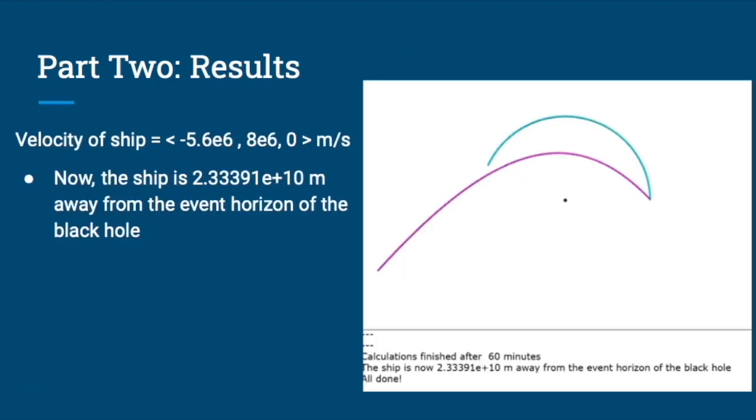So here are my results for part 2 of the lab, where the velocity of the ship, as I said before, was 5.6 times 10 to the 6 meters per second in the x component, and 8 times 10 to the 6 meters per second in the y component. And as you can see from the calculations, the ship did not crash into the planet or get sucked into the black hole, so it ended up at 2.3 times 10 to the 10 meters away from the event horizon.